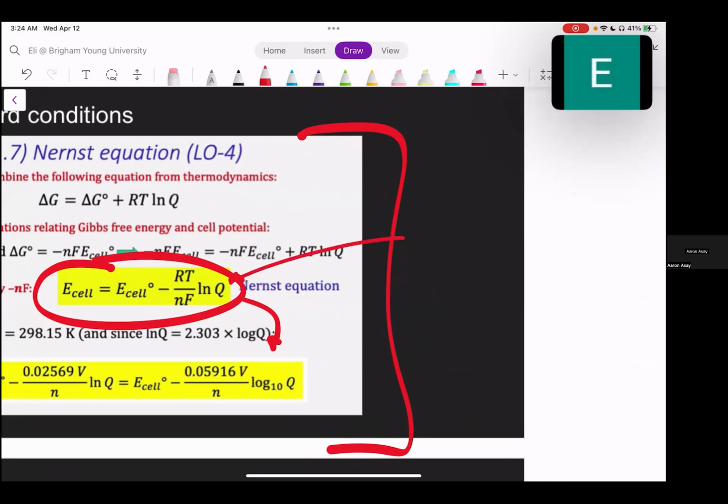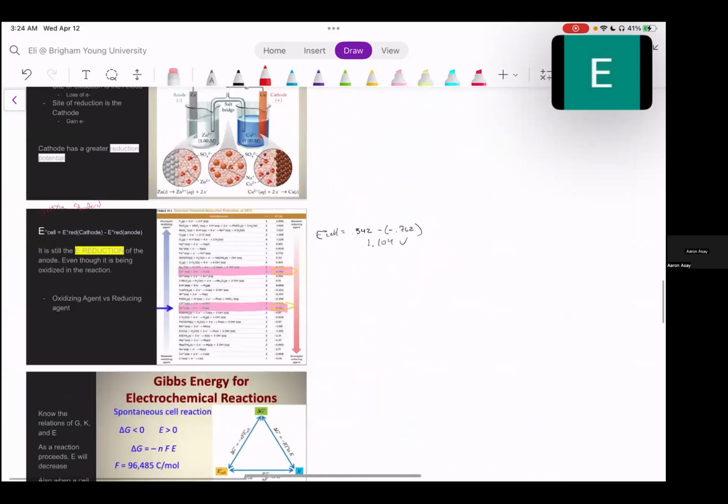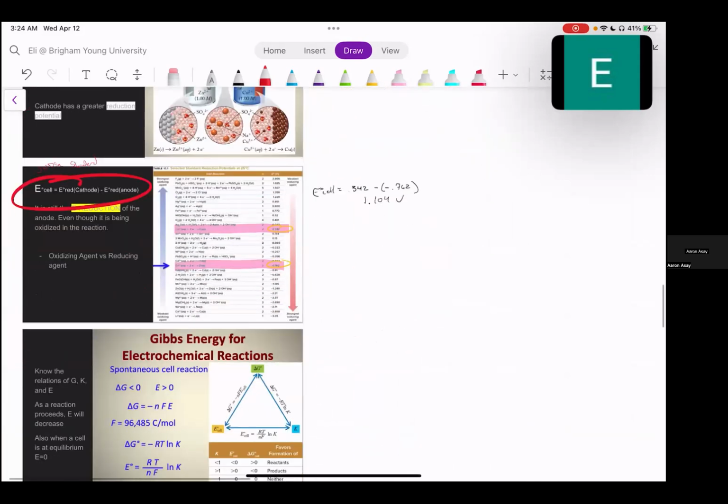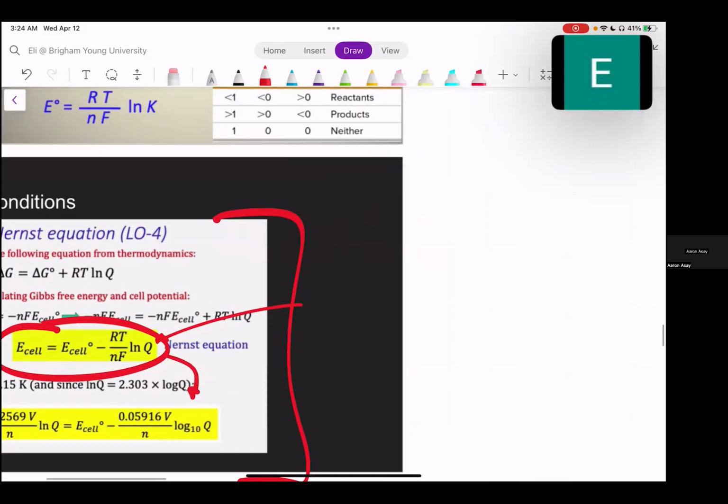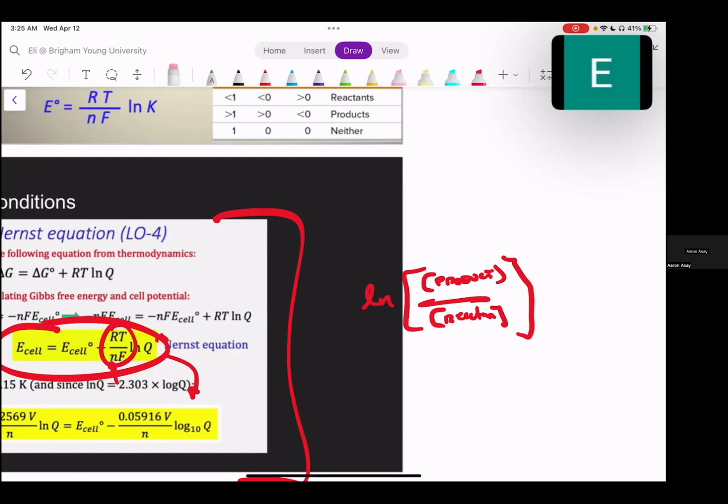So you're going to plug in your E cell, and you find that by this equation up here, right? So you find your E cell, and then you plug in your values for here. You figure out how many electrons are getting traded out, and then you do your ln of Q. Remember, Q is going to be the concentration of your products over the concentration of your reactants. We've been doing that for so long. It's not a new concept.